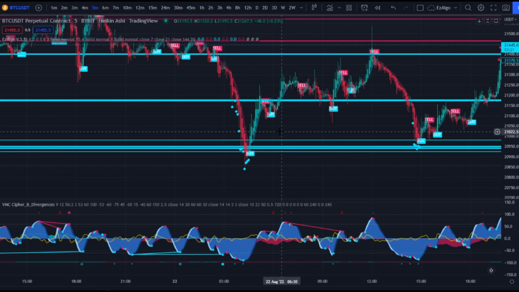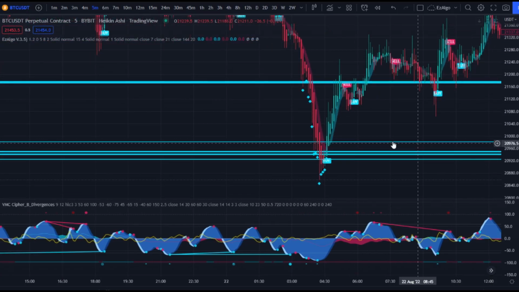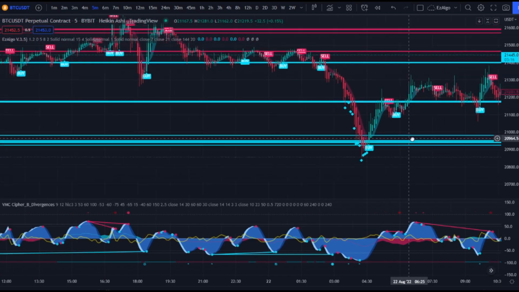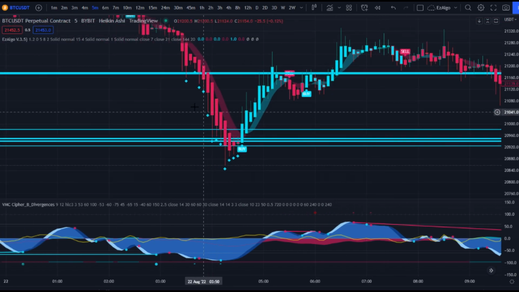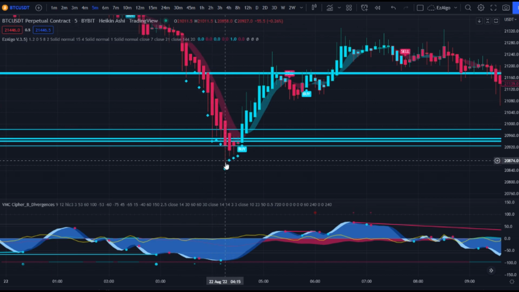All right, so once price comes to a support zone, you see we have this support zone here on EzAlgo, you're looking for a couple of things. The first thing that you're looking for are these EzAlgo reversal signals. Now, this isn't a must. You do not need these EzAlgo reversal signals, but it is nice to have just for some extra confluence. But we see we have these EzAlgo reversal signals coming right into this EzAlgo zone.